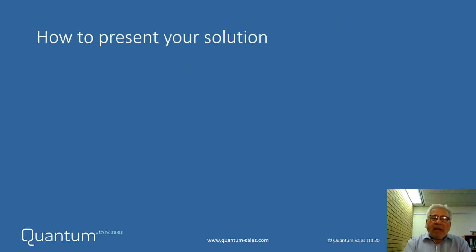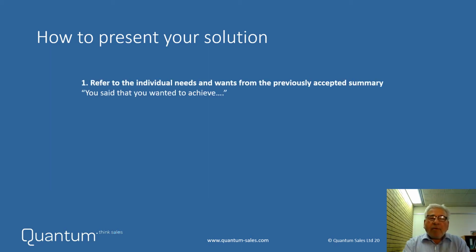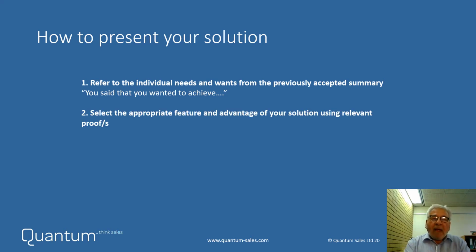So let me talk you through the narrative then of how we present the solution. So we've got an accepted summary. Let's say it's got, I don't know, 4 different issues that they want you to address. We're going to refer to them one by one from the accepted summary. So we refer to the first point. You said that you wanted to achieve X, Y, and Z. Then we talk about how we're going to address it. To help you to address those issues, I recommend, and then you've got to use your appropriate features and advantages and proofs. You might be forgiven for thinking, well, that's enough. They got it now, haven't they?